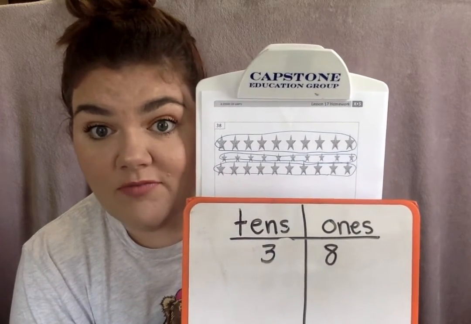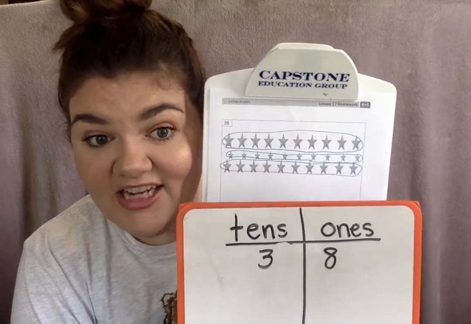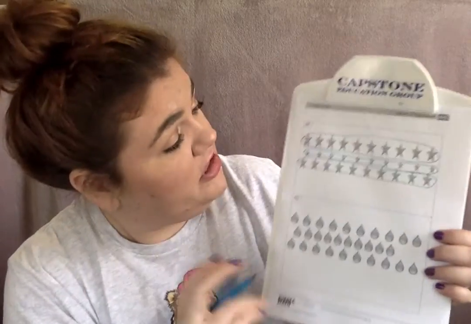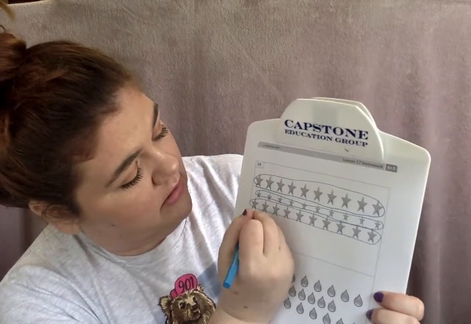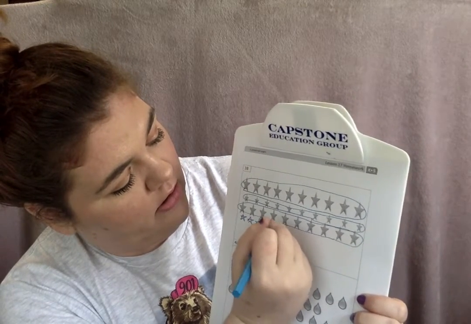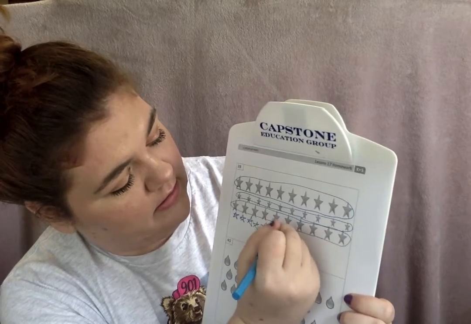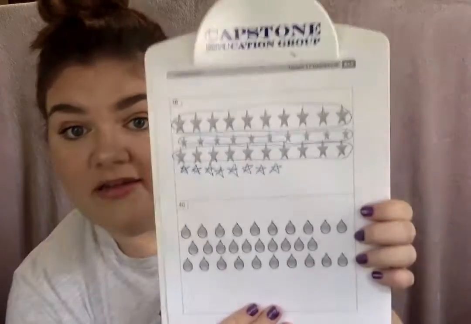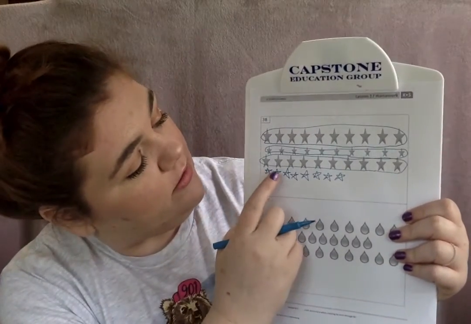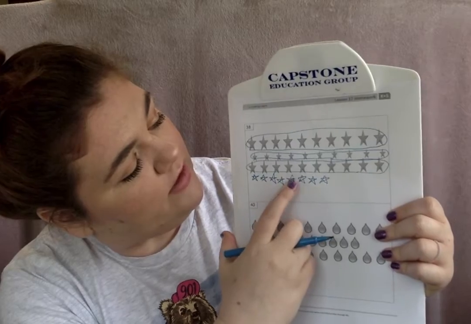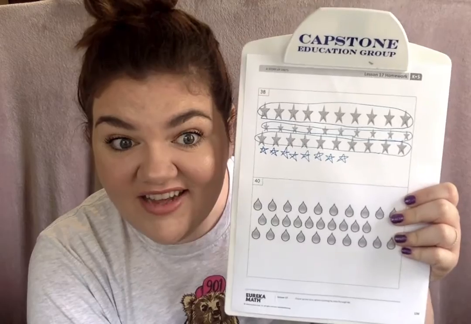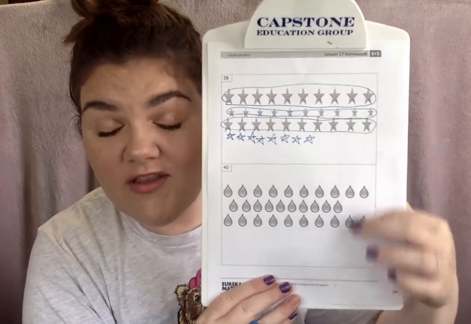What do I need to draw now? Yeah, I need to draw 8 ones to make 38. So all I'm going to do is I'm just going to draw 8 stars. So I have 3, 4, 5, 6, 7, 8. So let's see, I have 10, 20, 30, 31, 32, 33, 34, 35, 36, 37, 38. Awesome.